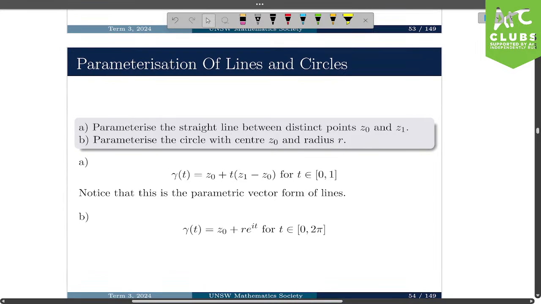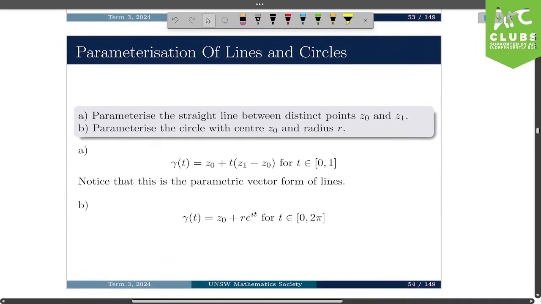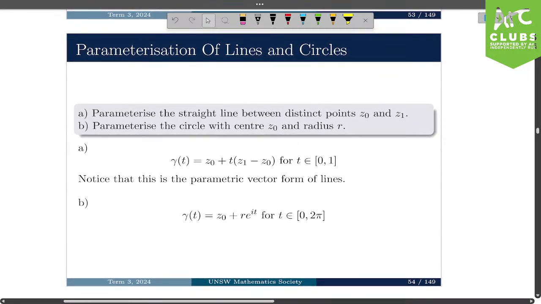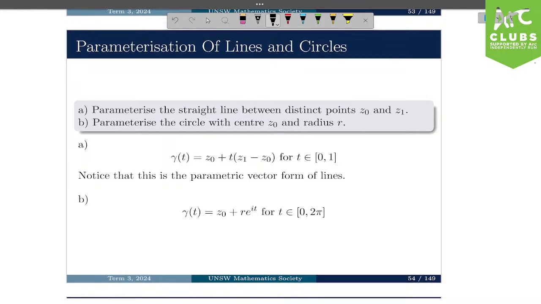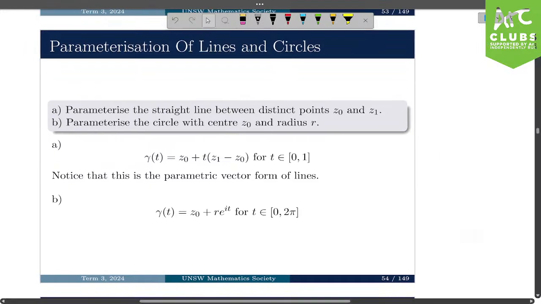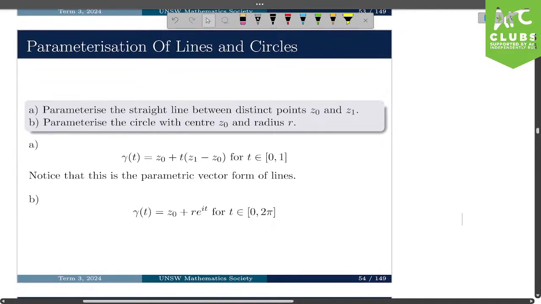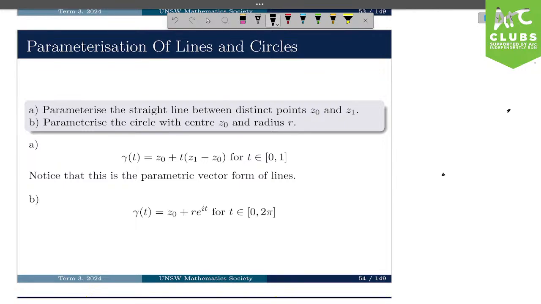This should be pretty familiar, by the way, because this definition of curves is just what we called a parameterization in high school, right? A parameterization of a curve. So we can parameterize lots of things, like lines and circles. We usually parameterize lines as a weighted sum of the 2 points. So this is how we would write it out.